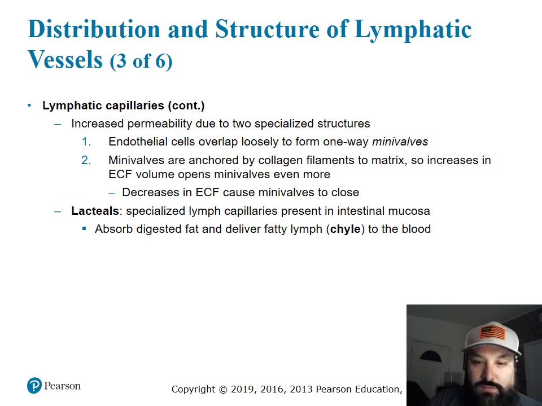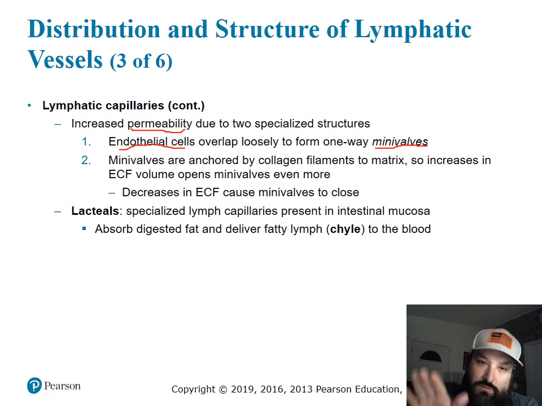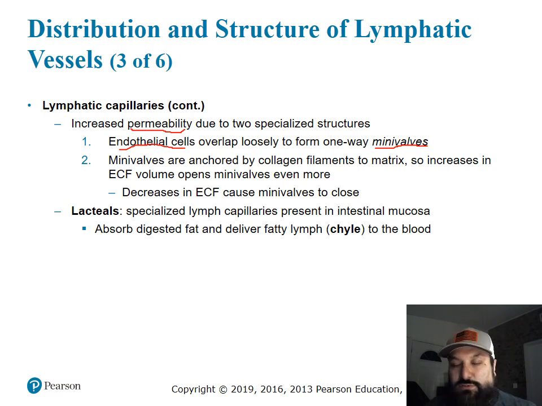So talking again about permeability. Because they have increased permeability, it's really because of two of these anatomical structure capabilities, right? Number one, the endothelial cells, right? Endothelial cells in a lymphatic capillary actually overlap each other, and they become what we know to be mini valves, right? And a mini valve is just where the two endothelial cells overlap, forming a gap to allow fluid to enter into the lymphatic capillaries.